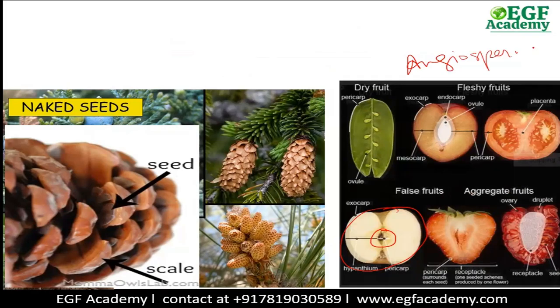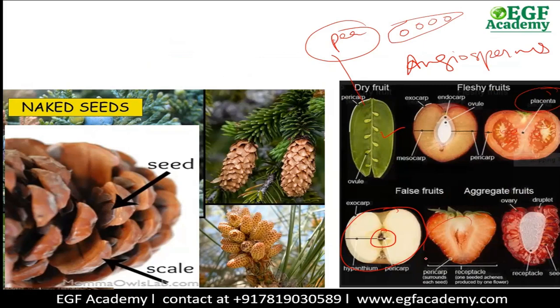In the angiosperms, the seeds are present inside the fruits. For example, this is pea. Where are the seeds of the peas? The seeds are inside the fruit. Similarly, in the tomatoes, the seeds are present inside the tomatoes. The seed is present inside the lychee. In any other fruit as well, like the apple, mango, the seeds are present inside the fruits. So these plants are known as angiosperms.